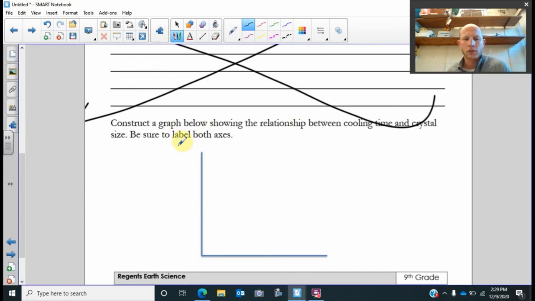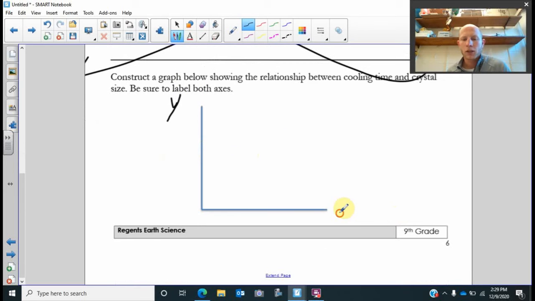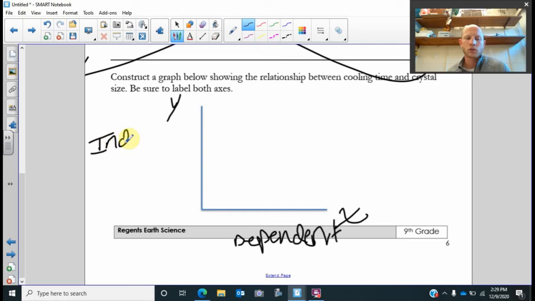Here, it asks you just to construct a graph. And so, again, we have our y-axis here. We have our x-axis here. And so this is actually where our dependent variable goes. If you're dependent, you change based on somebody else. So somebody determines what you do. Your parents determine what you do. Independent means you do your own thing. You decide what you do.